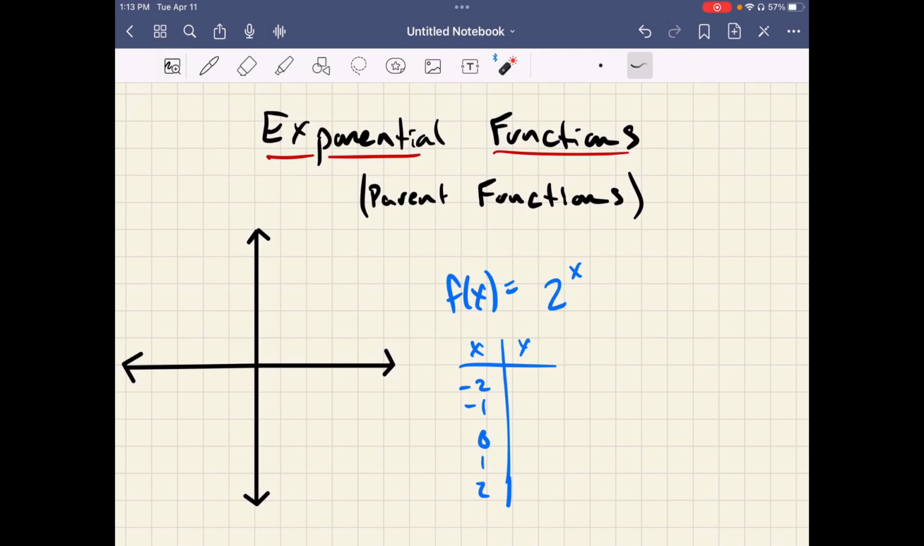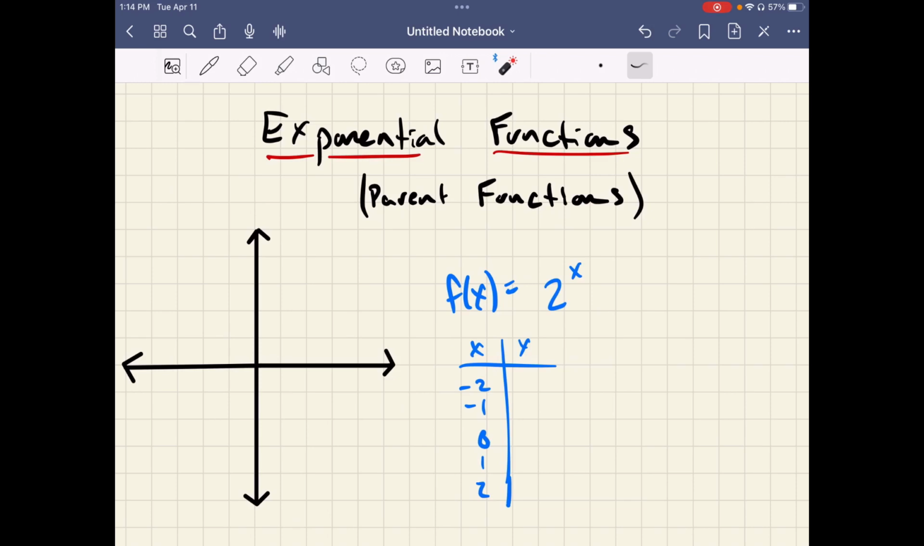Alright, in this video, we're going to talk about exponential functions, specifically the parent function, and see what that looks like. From there, in future videos, we can learn how to shift it and reflect it and stretch it and all the different things to move it around. But if you'll notice, we have our f of x equals 2 to the x, and this x being in the exponent, that's what makes it an exponential function. So to figure out what this thing looks like, we're going to use a table of values.